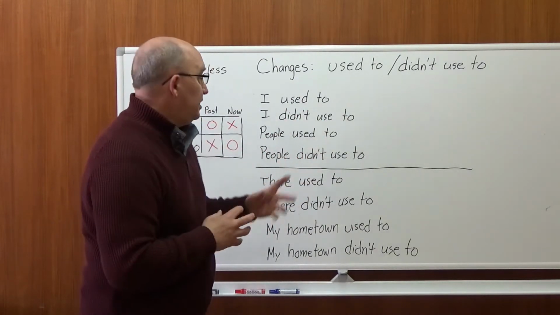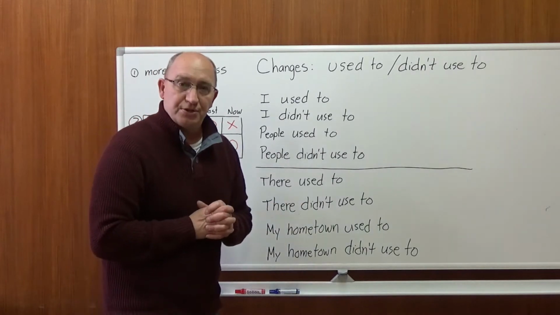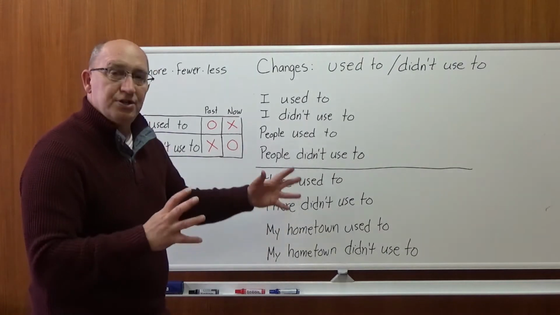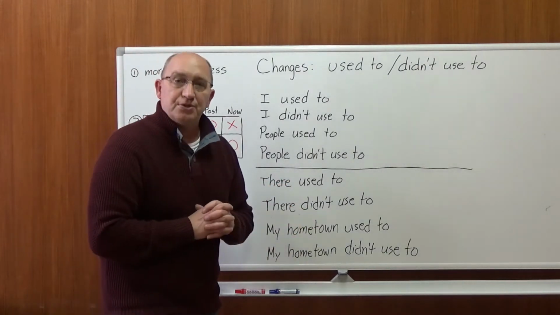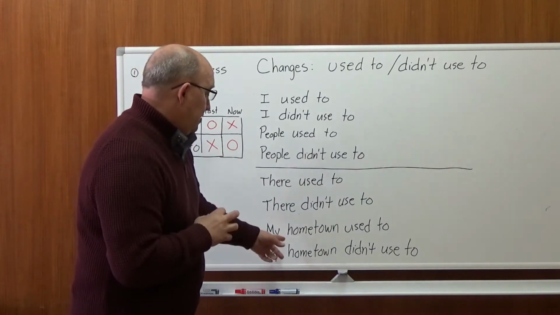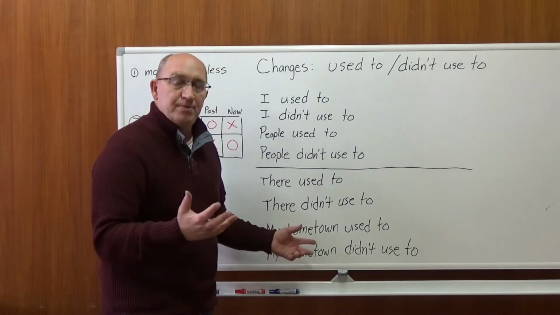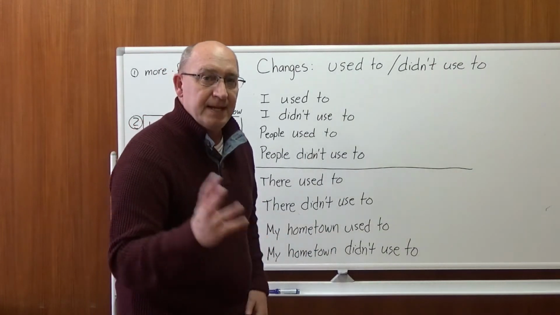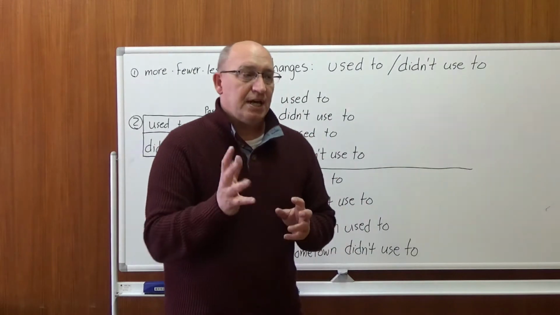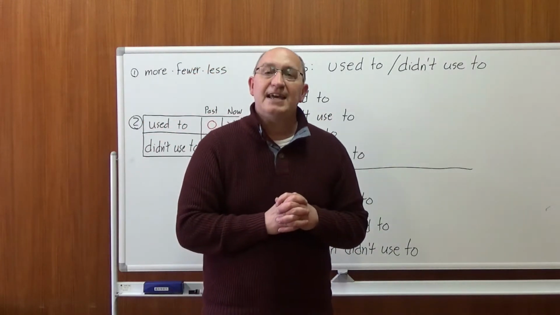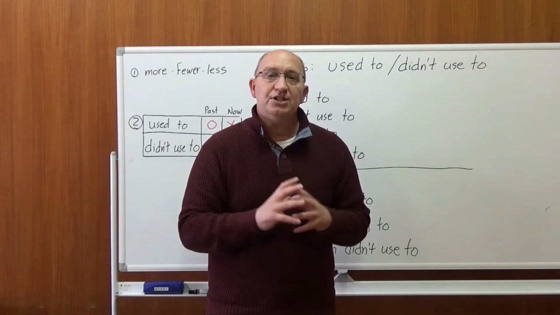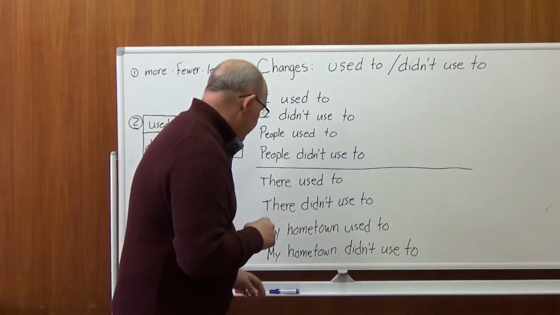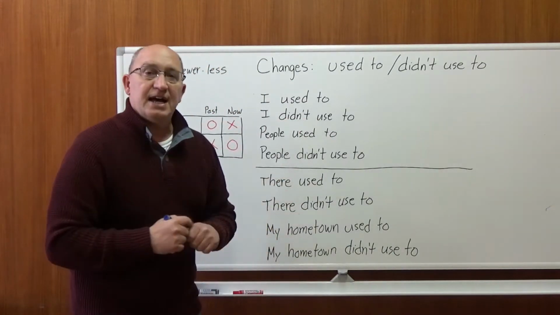We're going to use these ideas: I used to, I didn't used to, or just in general, people used to, people didn't used to. Talking about a place, using the idea they used to, or they didn't used to. Or you can change the subject, for example, my hometown. My hometown used to, my hometown didn't used to. Again, at the end of this series, we will use all of these ideas again to talk about maybe some changes to Yamanakako. But for today, here are a few examples.